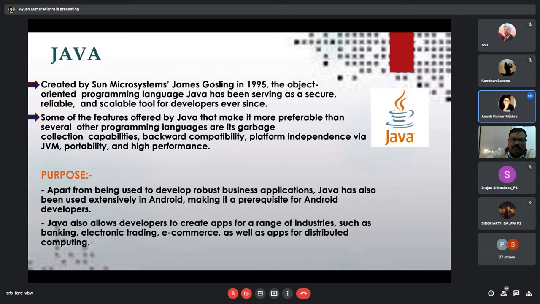What are its purposes? Apart from being used to develop robust business applications, Java has also been extensively used in Android, making it a prerequisite for Android developers. Java also allows developers to create apps for a range of industries such as banking, electronic trading, automotive, healthcare, and many more.